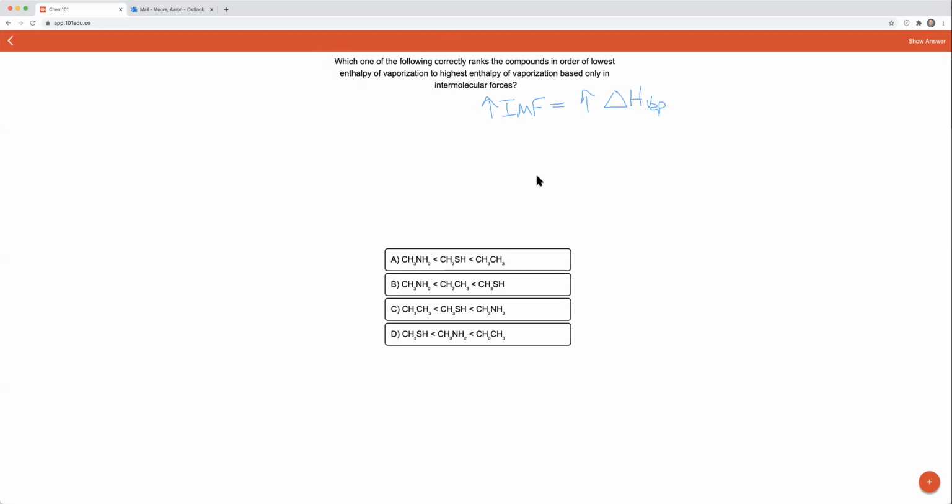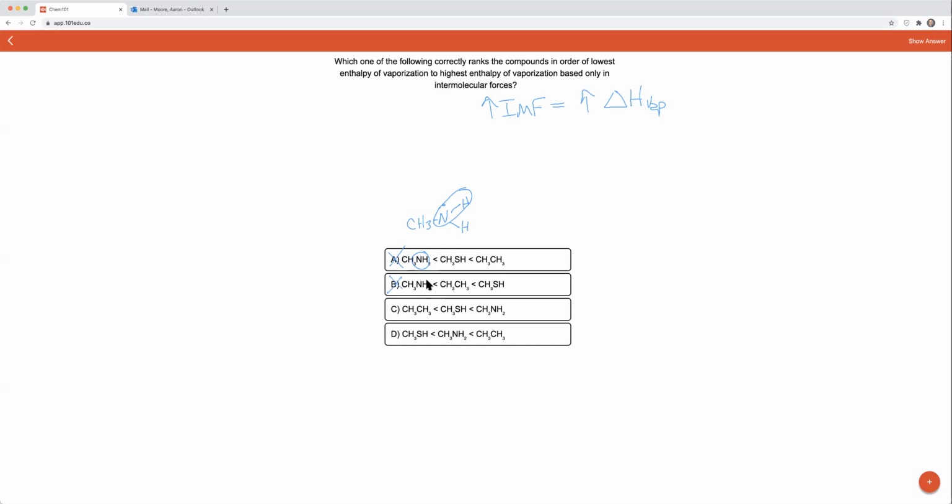according to intermolecular forces. Well, this one I can automatically eliminate because it has hydrogen bonding in it. The structure there is CH3, then an N, then hydrogen and hydrogen. Because of that hydrogen bonding, that's going to be a very strong intermolecular force, so its delta H of vaporization is going to be very large, but it has it listed as the lowest in the series. So automatically I can eliminate that one.